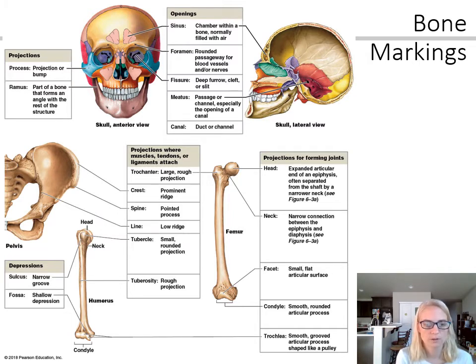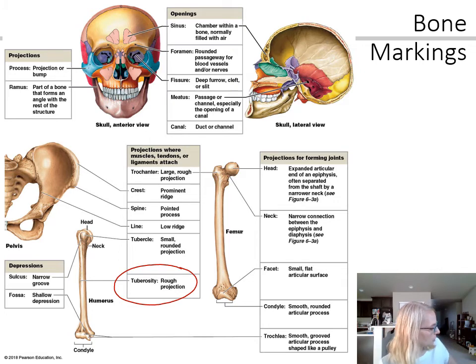For example, I usually use this one. Where's the word I'm looking for? Tuberosity, right here. The definition says a rough projection. Well, that's a pretty vague definition. What I'm more concerned about is that you know where all of your tuberosities are. So I'm going to show you a few of those.